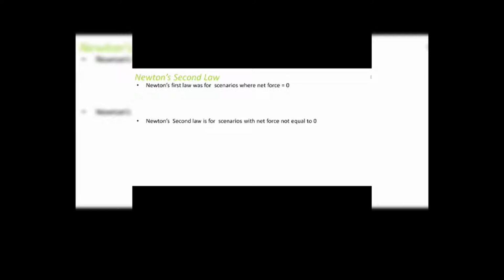Now before we start with Newton's second law of motion, we should know what is momentum. So momentum is again a new term for you. It's a new quantity which is going to get introduced. So let's see what is momentum. Momentum is the product of mass of a body and its velocity.